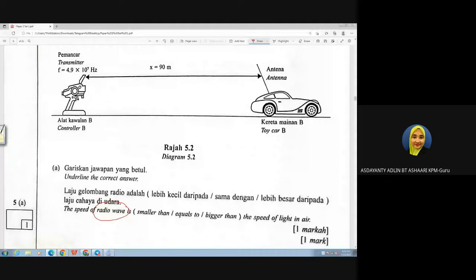Okay, actually this radio wave, its speed is equal to the speed of light in air. Okay, so that's why we can hear the telecommunication that comes to us when we listen to the radio. Because the speed of the radio wave is equal to the speed of light. Okay, next.